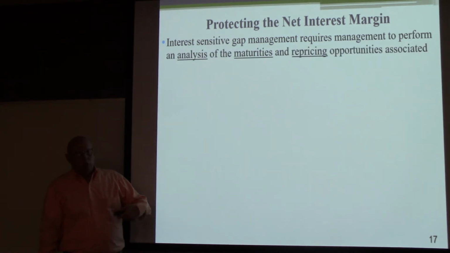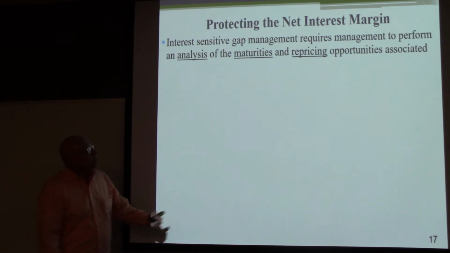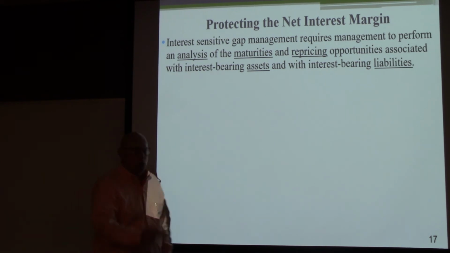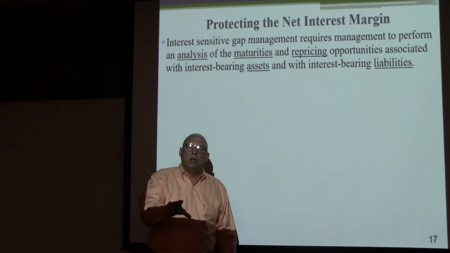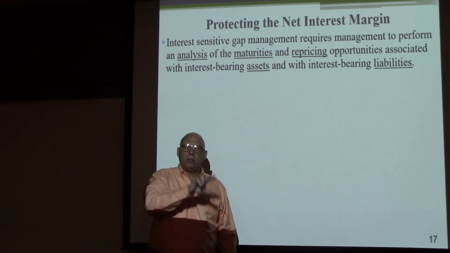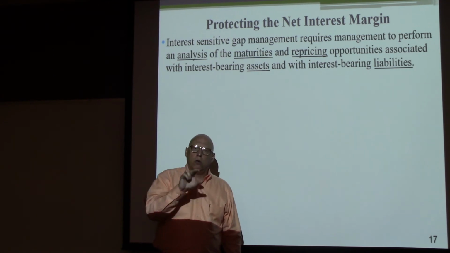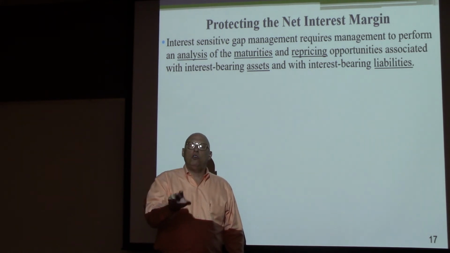All right, so you have to do an analysis of the maturities and of the repricing opportunities associated with assets and interest-bearing liabilities. So repricing means that you can reset the interest rate, either up or down. It means that the interest rate on the loan or security or deposit will move with the market. How often can you reset?